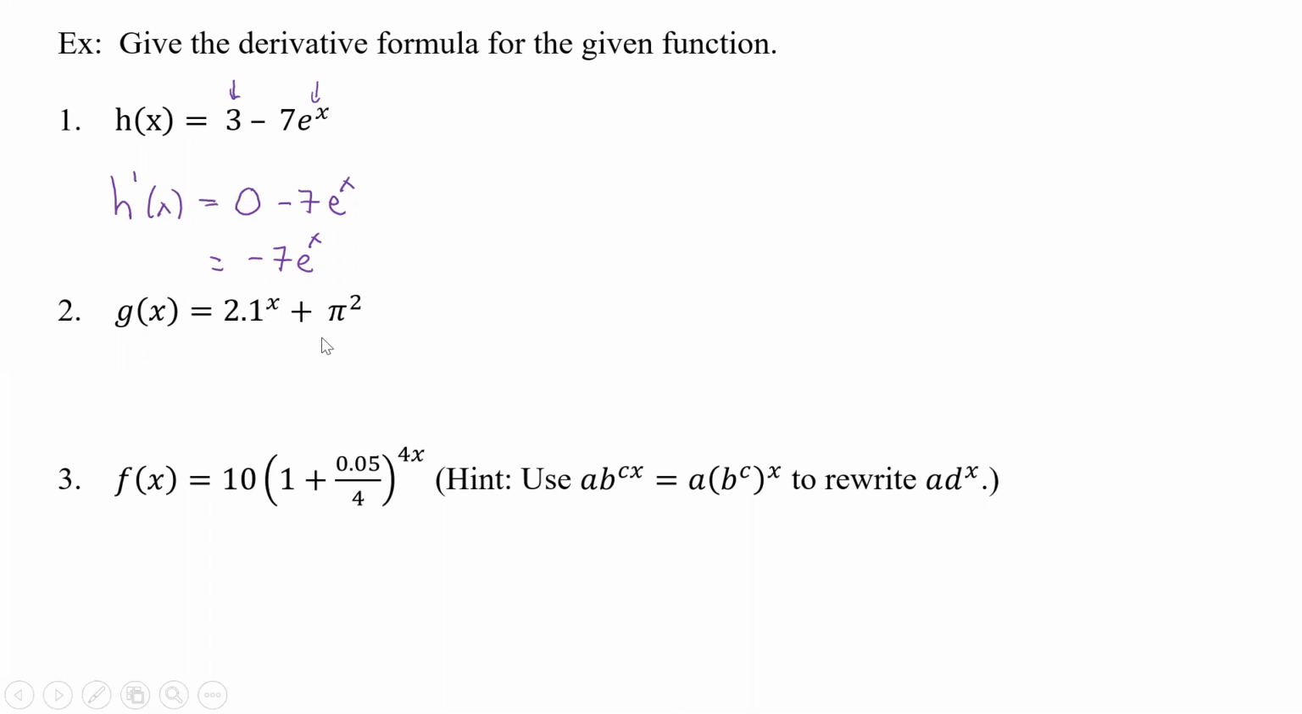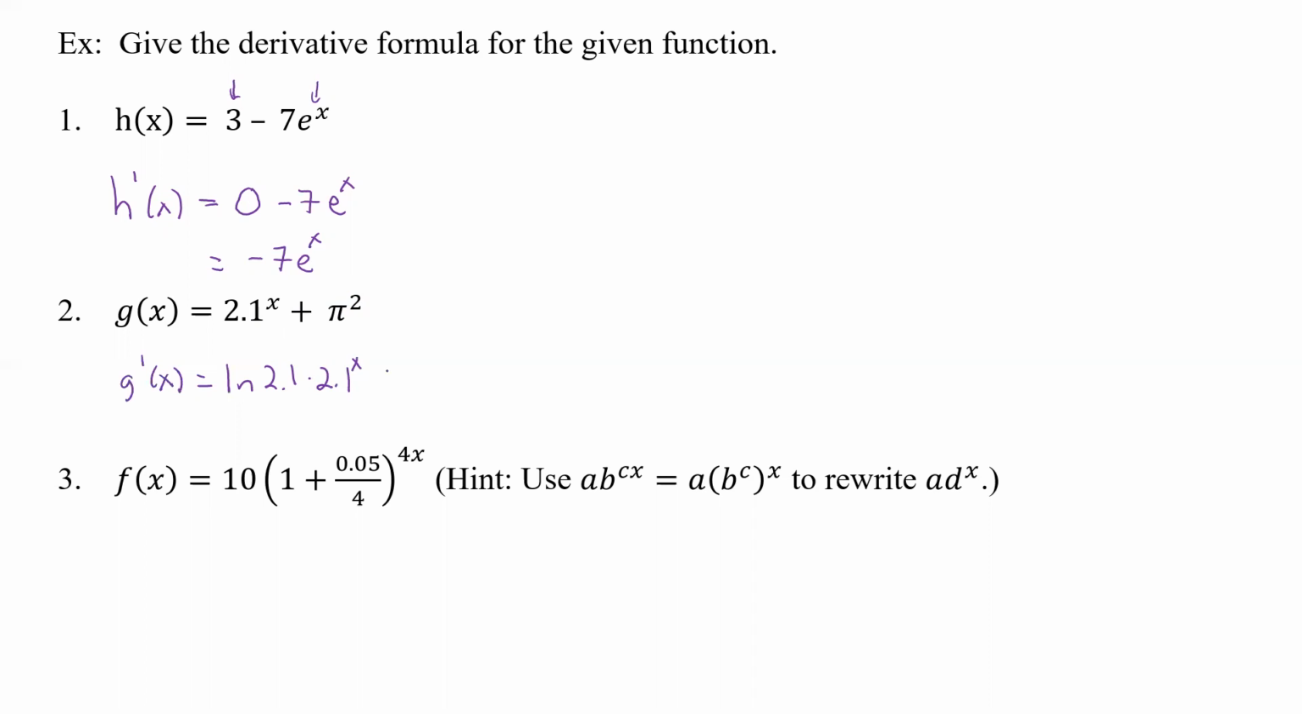Here we've got two pieces. This piece has the x. This piece, that's just a constant, just pi squared. So g prime of x is equal to, now remember, this is a general exponential. So we're going to take the log of what that is. We'll take the ln of 2.1, and then multiply that by the original function, 2.1 to the x. And then plus, well, pi squared, that's just a constant.